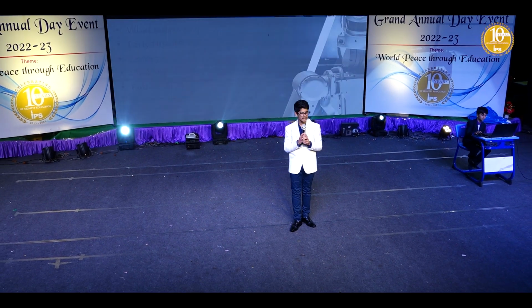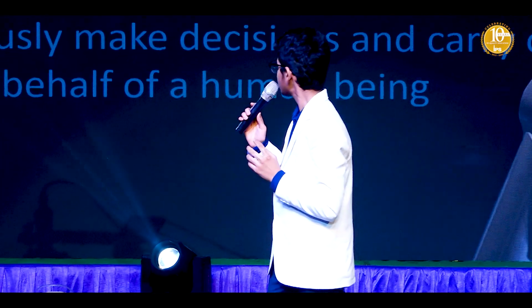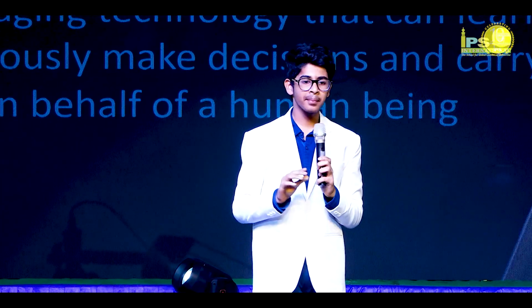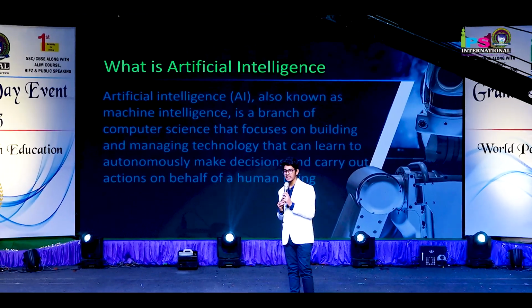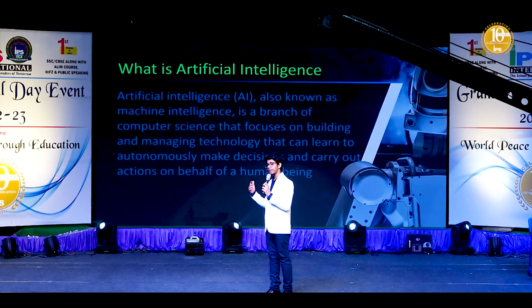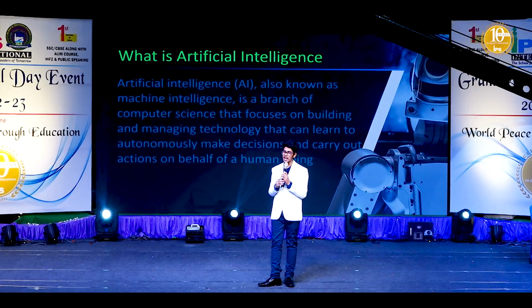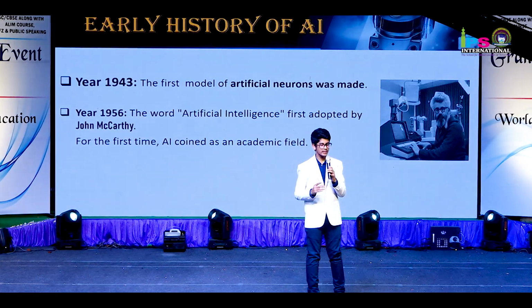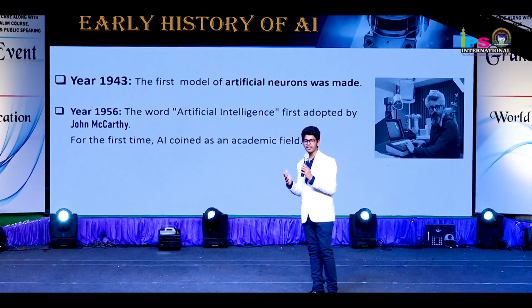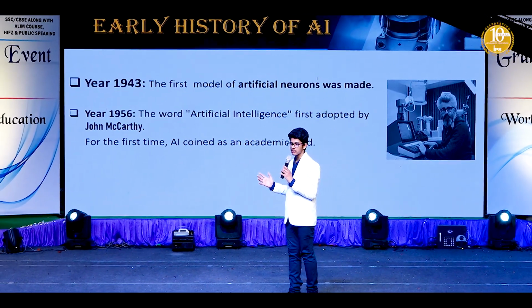So what is artificial intelligence? Artificial intelligence is simply man-made intelligence that is transferred into a machine, which makes the machine capable of making decisions and carrying out actions on behalf of a human being. So this was the brief explanation about artificial intelligence.